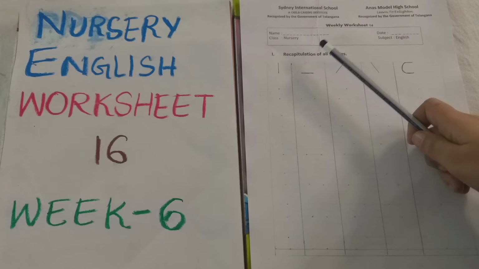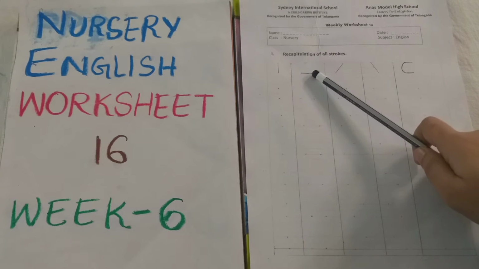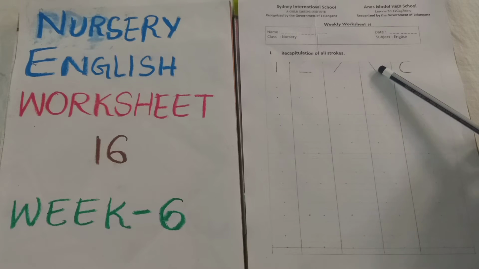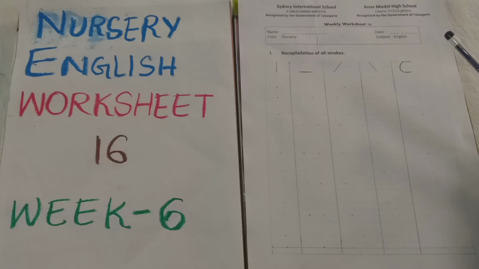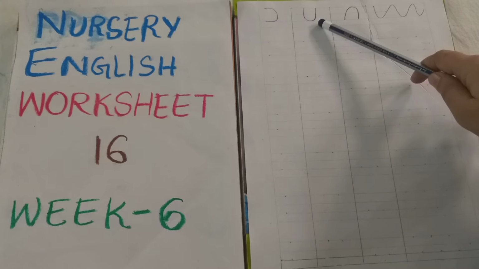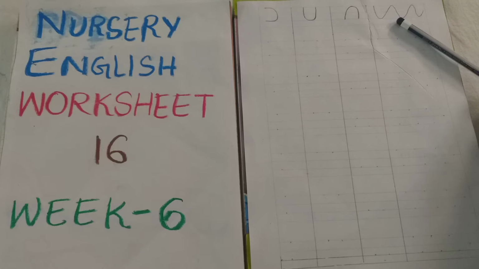Okay, what are strokes? Strokes are standing line, sleeping line, right slanting line, left slanting line, right curve, left curve, up curve, down curve, zigzag line. So these all are strokes. We have already learned this. We are going to recapitulate. We are going to write a full page once again. Are you ready? Let's write.